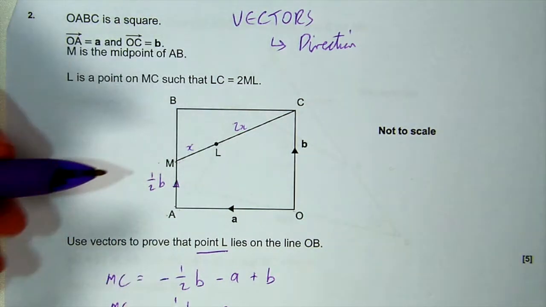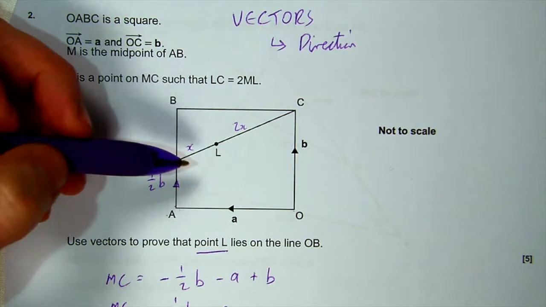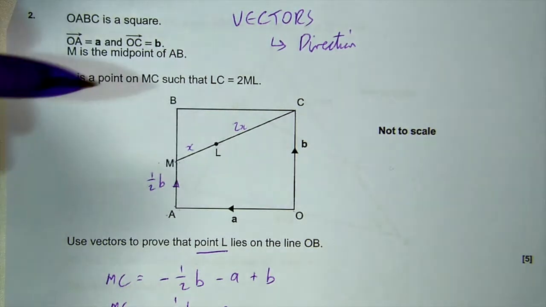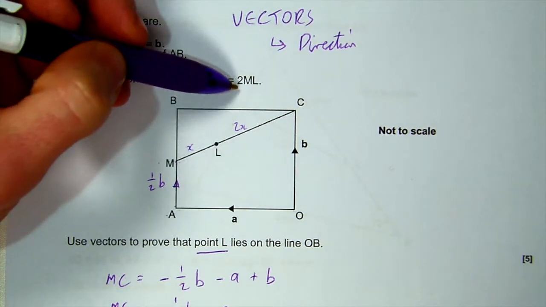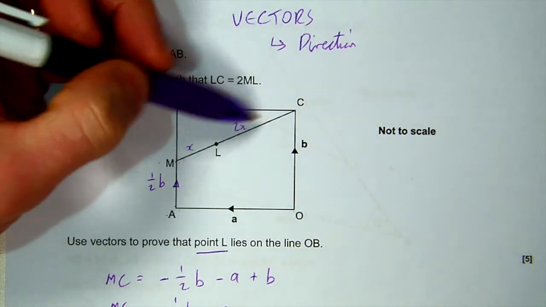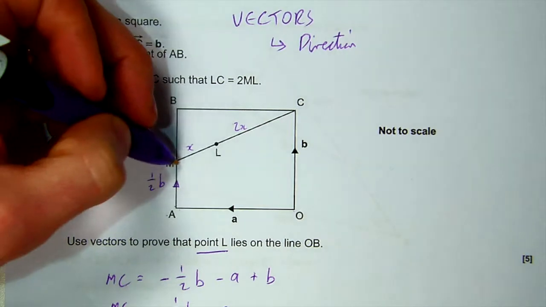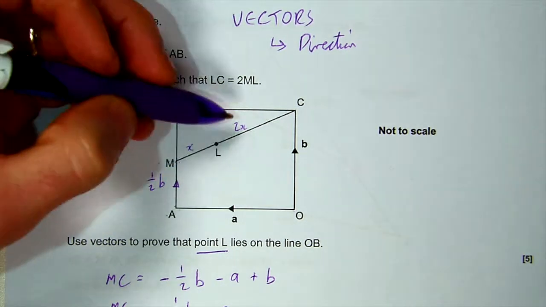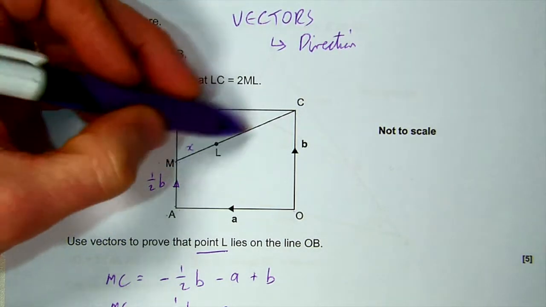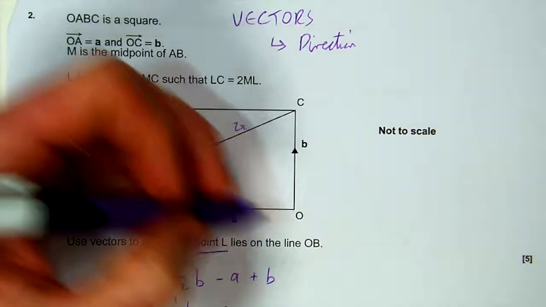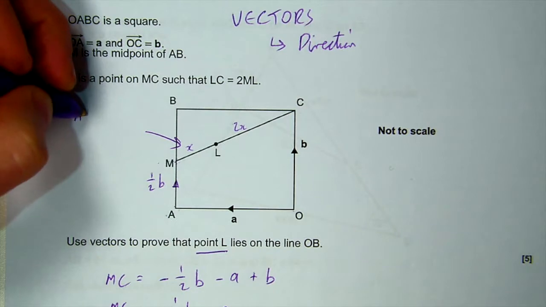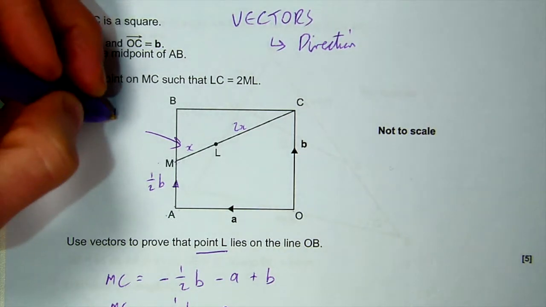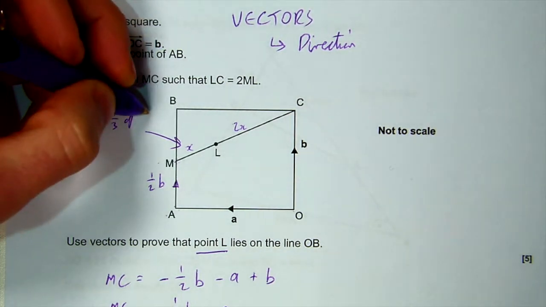I now need to work out what the vector is of M to L. Now I'm told that LC is twice ML, so this is double that distance. So what would ML be? It will be a third of this distance overall. Okay, so I'll make a note of that. I'll put it on the diagram here. ML is 1/3 of MC.